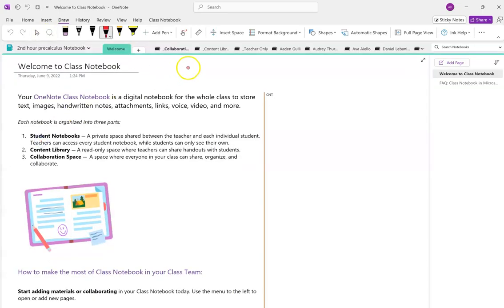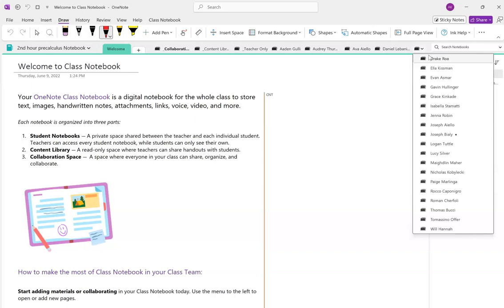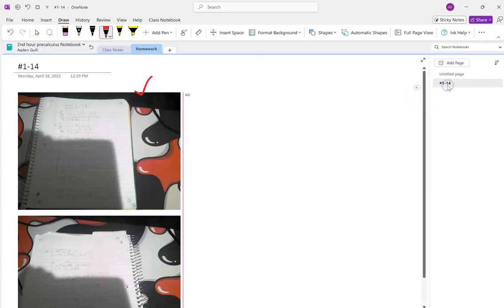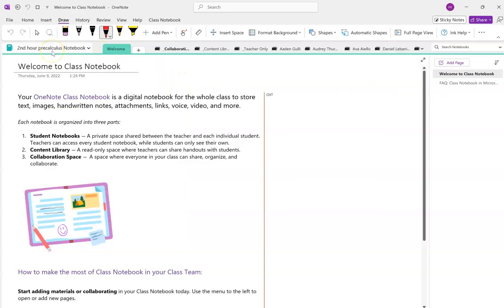If I open up the new one and look at Aiden's, where are you? There you are. And I look in homework, there it is, moved. Okay, so if you have stuff in the old notebook that you still want, that hasn't been checked yet, and if it's been checked, it doesn't matter. You don't need to have it still there. But if you had started other homeworks that haven't been checked yet and you want to get those moved over, that's how you would do it.